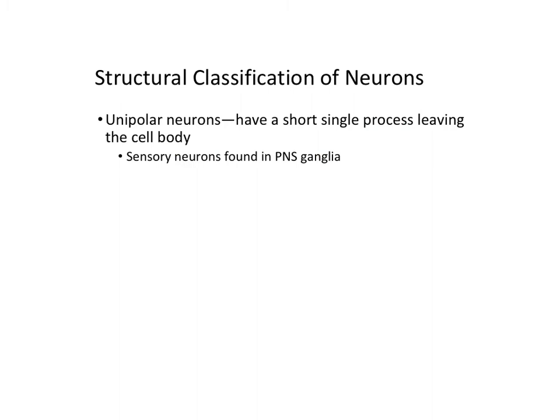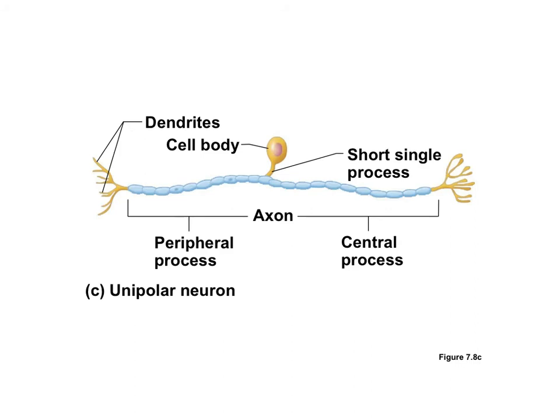Another structural classification for neurons are unipolar neurons. They have a short single process that leaves the cell body, and these are sensory neurons that are found in the peripheral nervous system ganglia. So those are clusters of nerve cells that are outside of the central nervous system. So this unipolar neuron has a cell body here, and then it's got this short process that attaches the cell body to the axon. The axon is a long structure, and then there are dendrites on the receiving end where it picks up messages, and then there's the axon terminals at the other end of the axon.